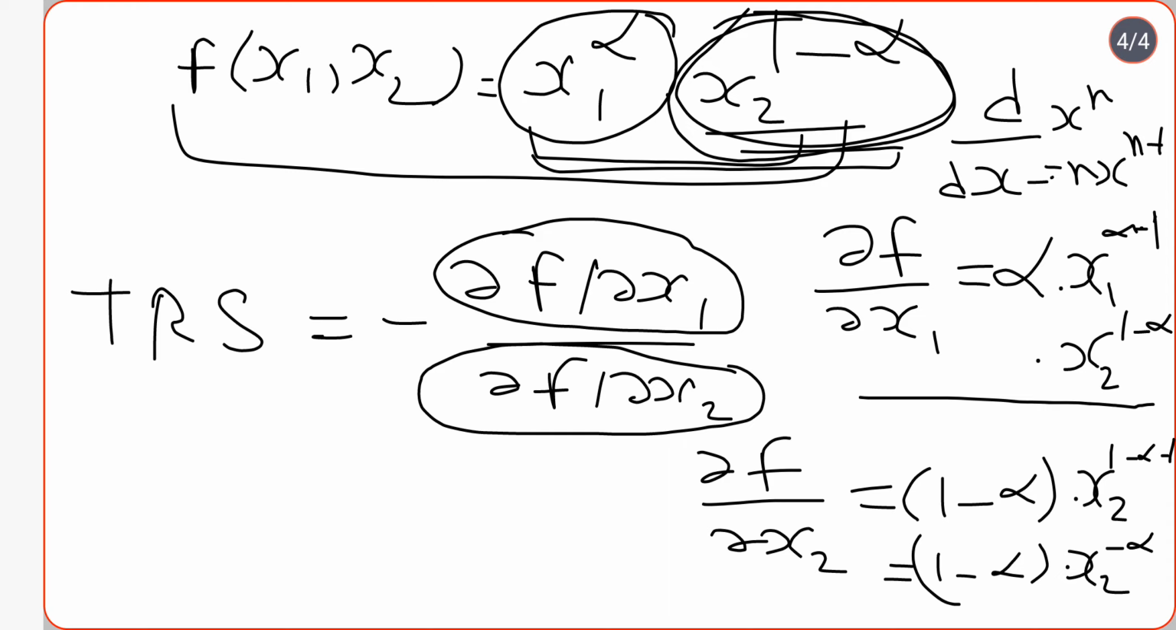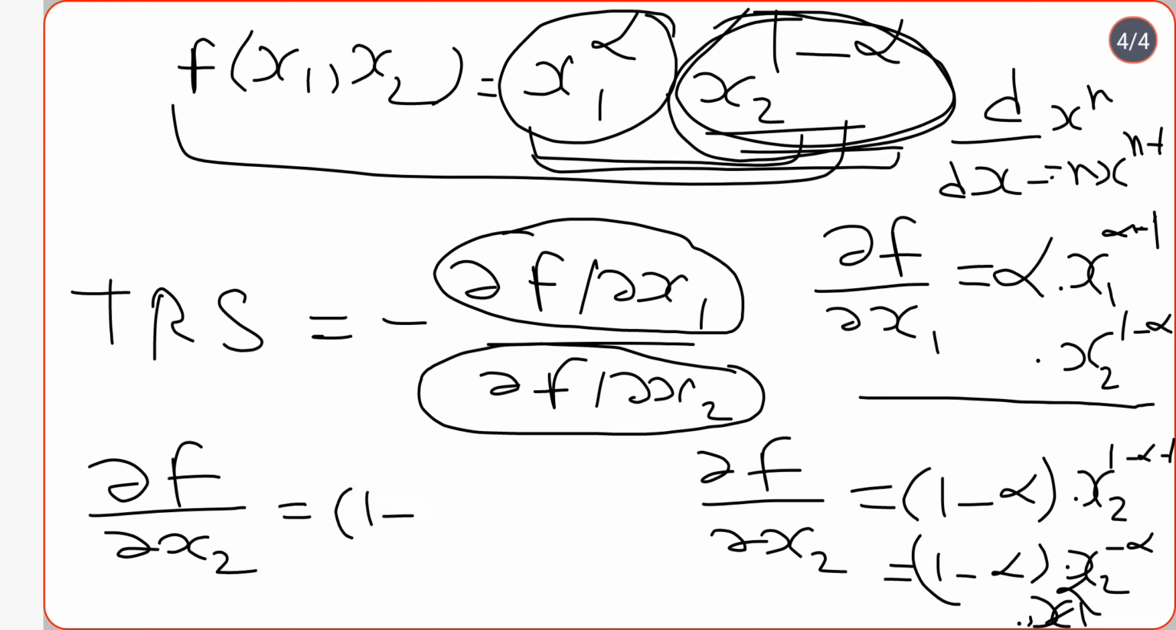And obviously we also have x1 alpha as the constant part, so x1 alpha will remain in the equation. So what is the value? Let me do it fresh. del f del x2 will now become 1 minus alpha into x2 to the power minus alpha into x1 alpha. Okay, so now basically what is x2 to the power minus alpha?